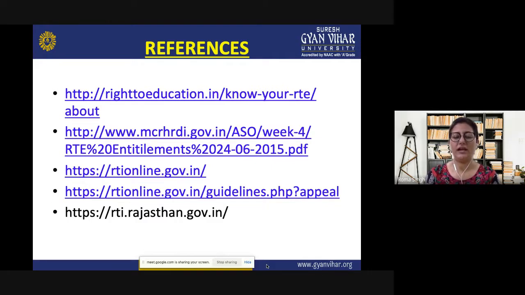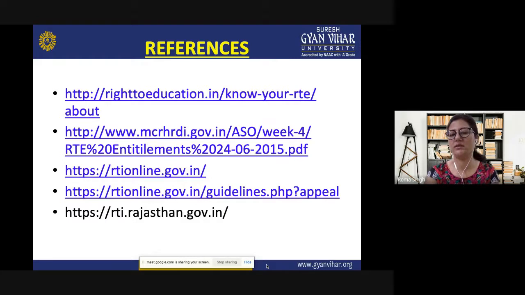You just have to enter the application number and the ID which have been given to you, and just by logging in you will find out that your information has been provided to you. And if you have not been provided with the information within time, you can certainly go to the higher authorities for your right to information.